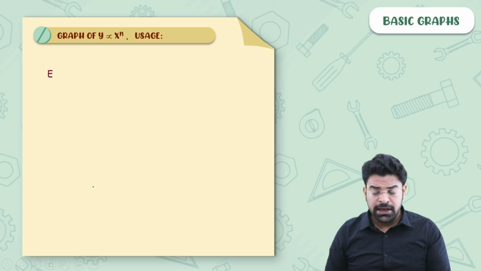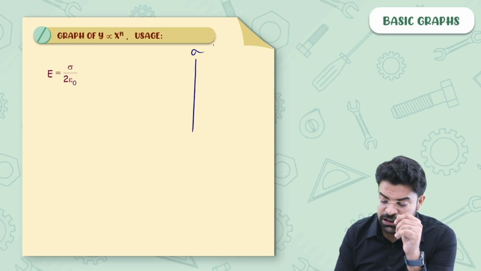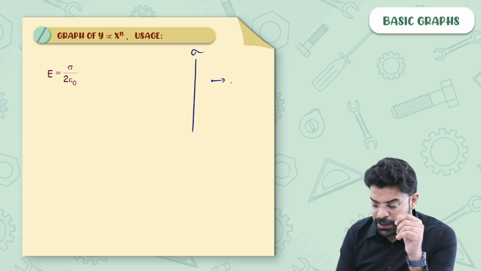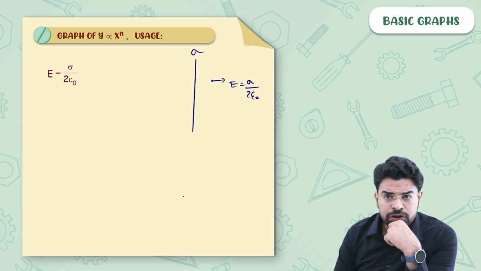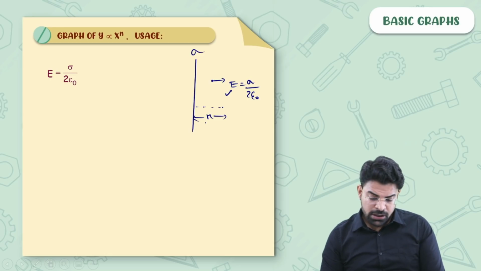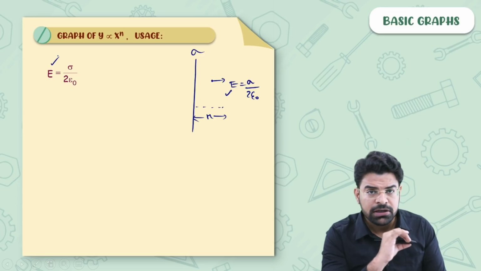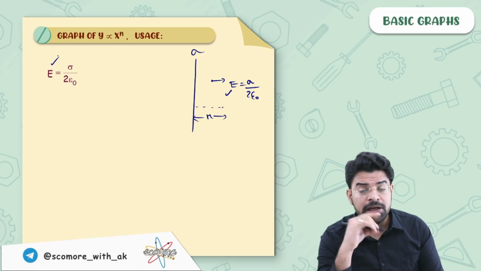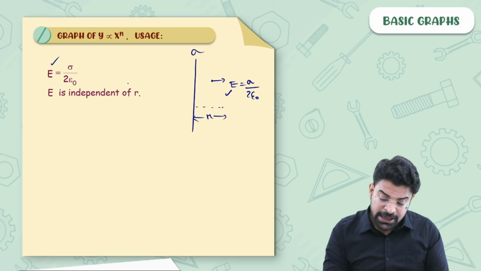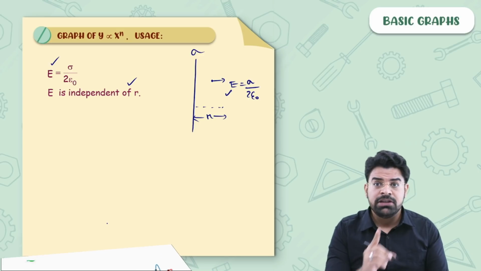We know that the electric field produced by an infinite non-conducting sheet having a charge per unit area sigma is given by E equals sigma by 2 epsilon. If I ask you what will be the graph of electric field versus the distance from the sheet, what will the diagram be like? Here you can see that the electric field due to an infinitely large non-conducting charge sheet, which is given by sigma by 2 epsilon naught, is independent of r. So as E is independent of r, the electric field intensity does not change with the distance from the sheet.